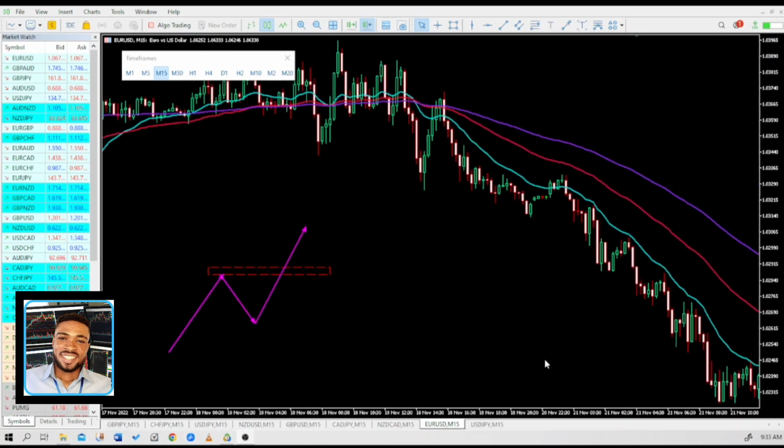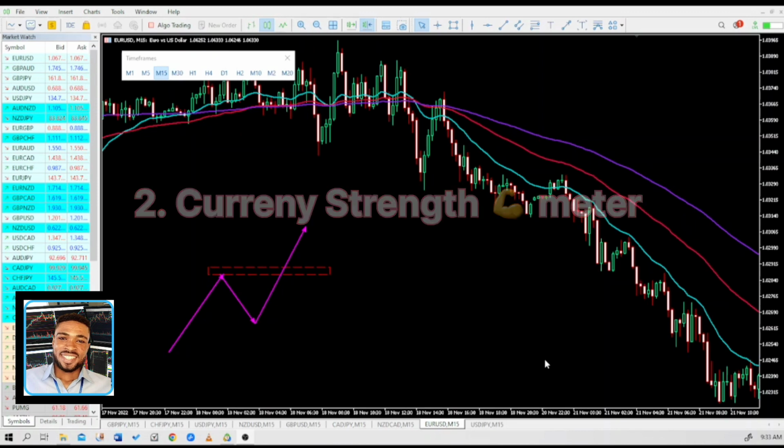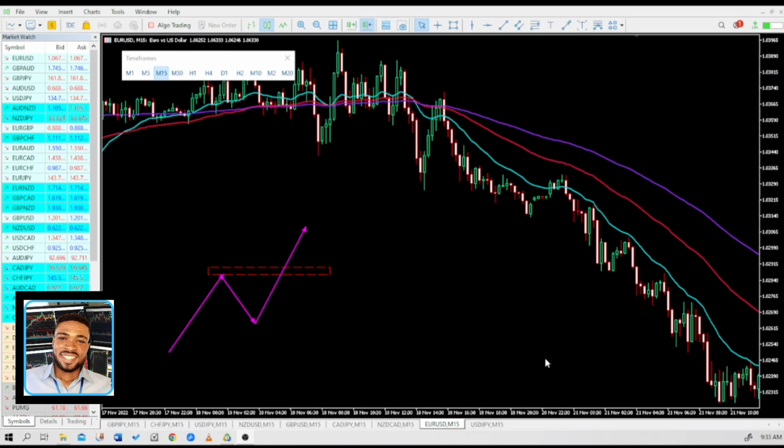After you've checked forexfactory.com to see if there's any news at the moment, the next thing you have to check is your currency strength meter. You check it to see which currency is strong and which currency is weak before you trade any of these patterns, okay? Because you have to match the strongest currency with the weakest currency.